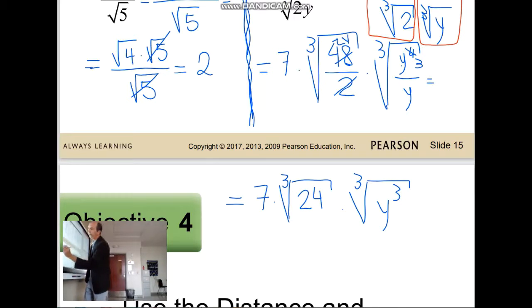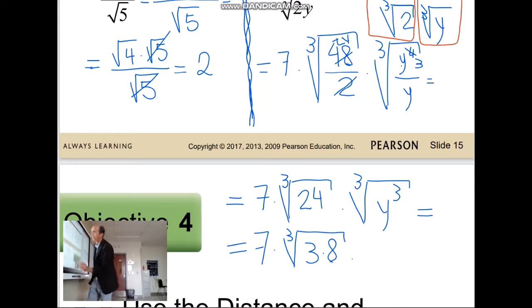And we can actually simplify a little bit further. This is going to be 7 times, because 24 is cube root of 3 times 8. 3 times 8 is 24, right? Times cube root of y to the exponent 3, which is y, right?